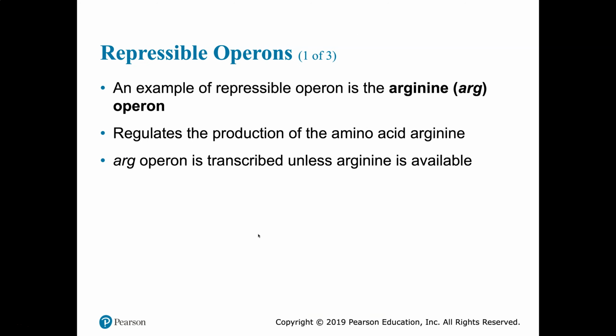A great example of a repressible operon is the arginine operon. Its job is to regulate the production of the amino acid arginine. Now, the arginine operon being repressible means it's on all the time until it is told to stop being transcribed and translated.